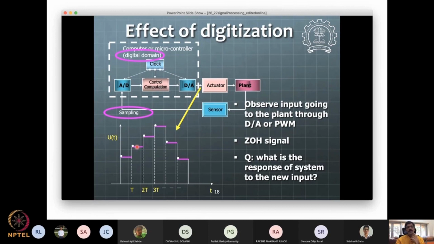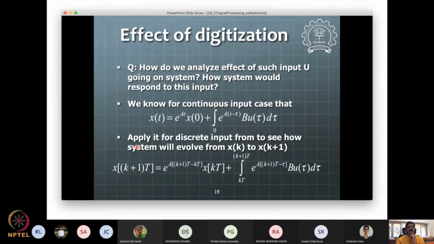So if I have my input going in this kind of fashion on my system, then how my system is going to behave is what I want to derive mathematically. That's where I start off with the solution of a system in this form, where you have this homogeneous part of the solution, and then you have a particular integral part of the solution.